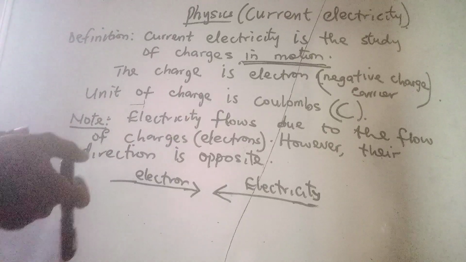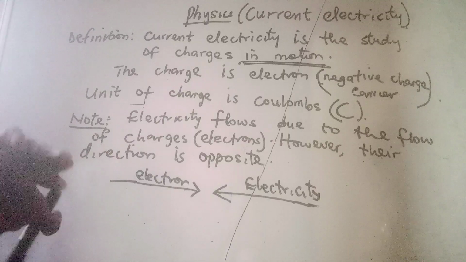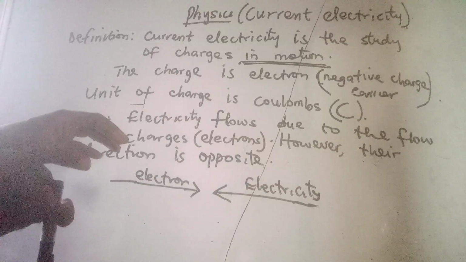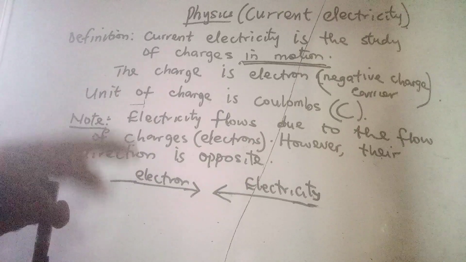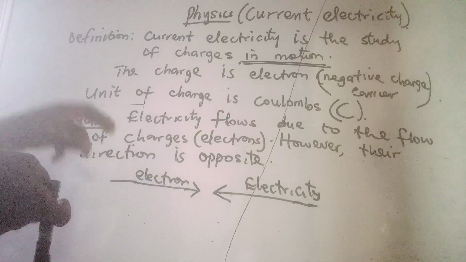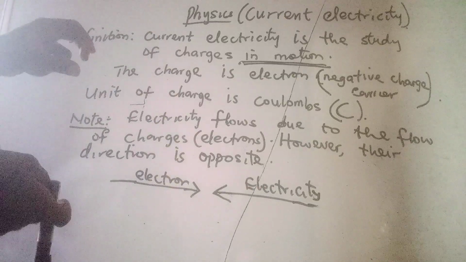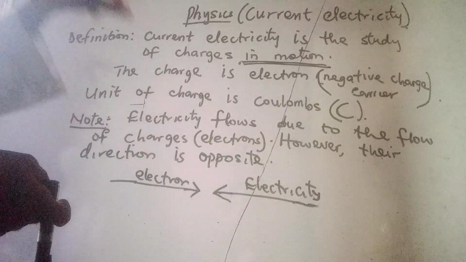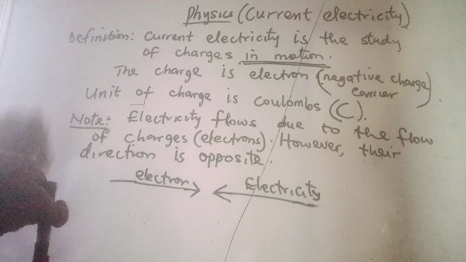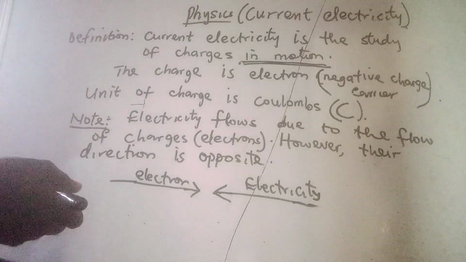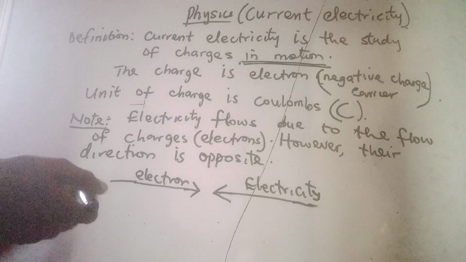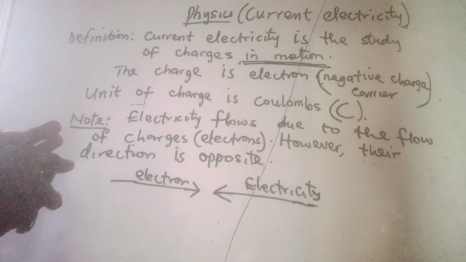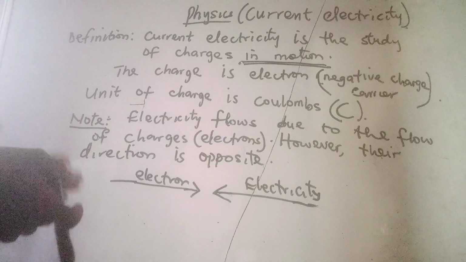But what about when the charges are at rest? What do we call that? That is not current electricity. When charges are at rest or static or stationary, we say that the study of charges at rest is called static electricity, which is also called electrostaticity. That is also part of the topics in SS1, which is year 10.